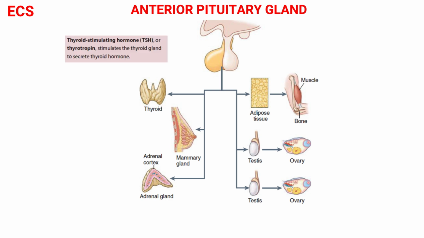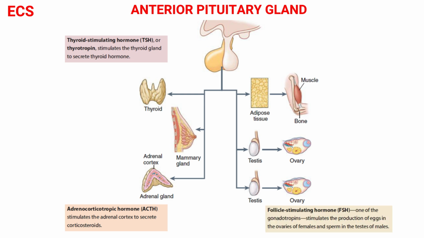The first one is thyroid stimulating hormone. As its name suggests, it is a tropic hormone responsible for the stimulation of the thyroid gland. Thyroid stimulating hormone controls the secretion of thyroxine and plays a key role in the regulation of metabolic rate. Next is adrenocorticotropic hormone. It stimulates the adrenocortex, that is the outer part of the adrenal gland, to produce its hormone and plays a key role in regulation of the stress response.